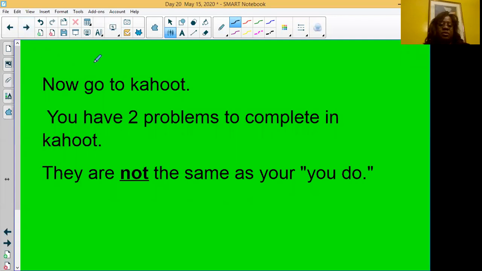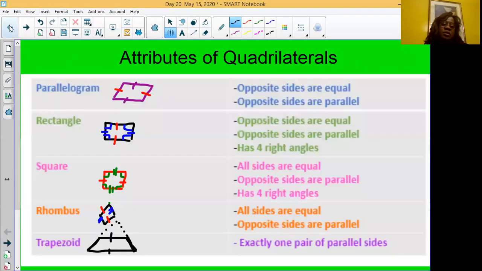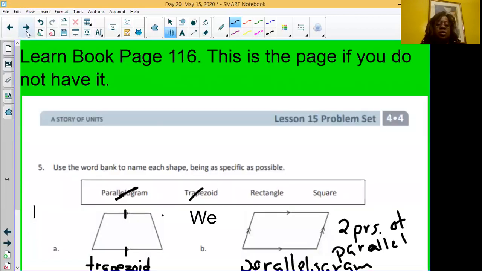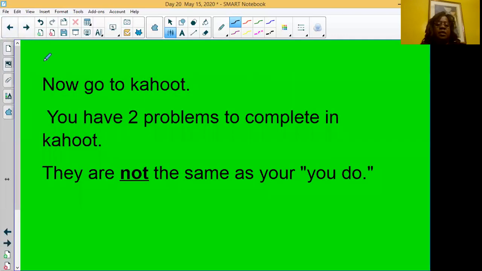Now, once you finish, you're going to go to Kahoot. You have two problems to complete in Kahoot. They are not the same as your you do. They are not the same problems, but they are based on the information that we've covered. So here are your quadrilateral information and the attributes of each of the quadrilaterals. Now you've seen this for the last 2 days, so I'm going to assume that you're going to do well. So remember, your Kahoots is not the same as your you do. So make sure that you answer your questions and that you take your time and get the right answer. Remember, your Kahoots is not timed. So get the right answer.